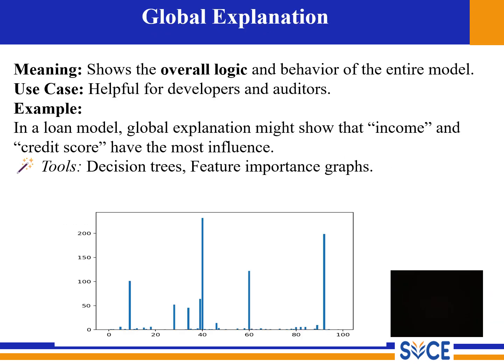So on the next slide, the diagram on top, imagine a bar chart, and the tallest bars are income and credit score. That means they are the most important features. And the tools we have to use are decision trees and feature importance graphs. Okay, so the global explanation is like a class performance report. You see overall trends and not an individual mark. Okay, that is called a global explanation.